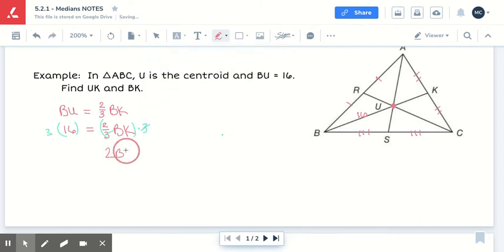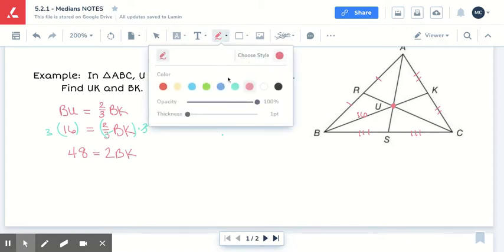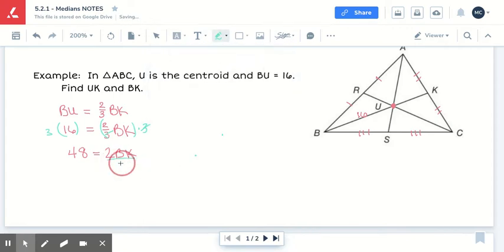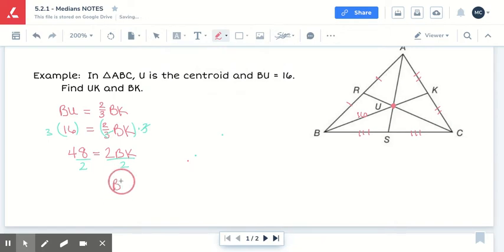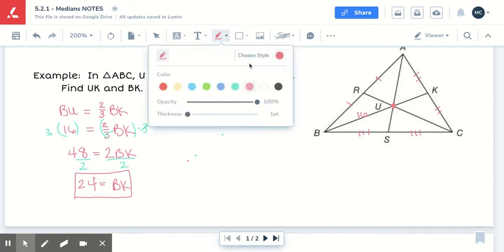So now I've got 2BK on the right is equal to 3 times 16, which is 48. And now to solve for BK, I just need to divide both sides by 2. So that would give me BK on the right, and that would equal 48 divided by 2, which is 24. So this is one of my answers. BK is 24. The other question they asked was to find the length of UK.